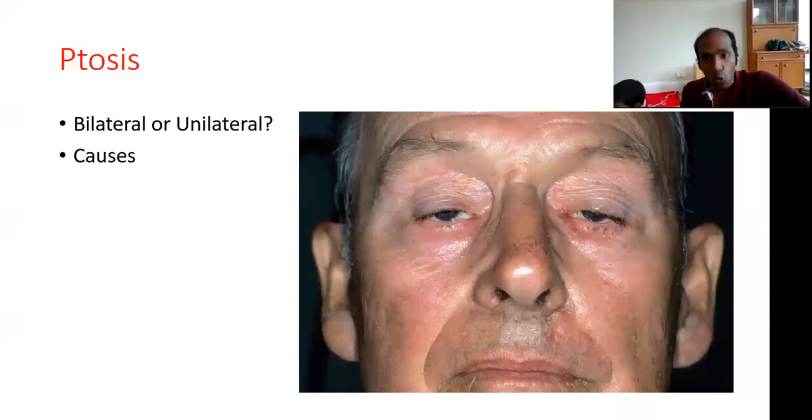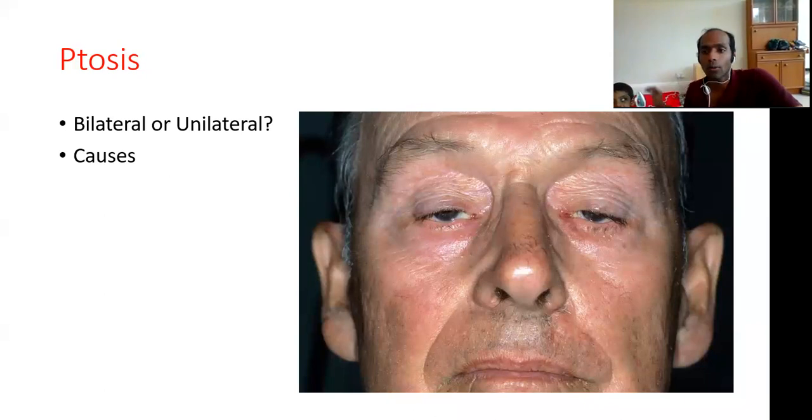Moving on. Now, if you move on to the rest of the cranial nerves, another common problem you will see in your examination of the cranial nerves is ptosis. I'll talk a little bit about ptosis, but then we'll move on quickly. Now, ptosis is due to a weakness of a particular muscle.